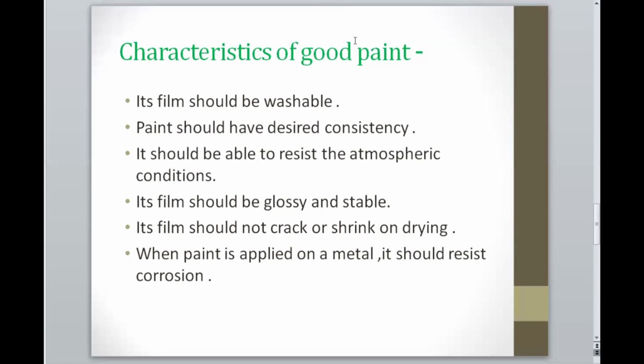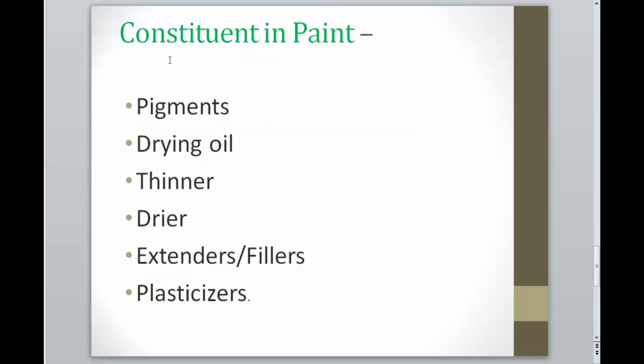So let's discuss the next point, the different constituents present in the paint. These constituents are, first constituent is the pigment. We also discussed this pigment, which gives color to the paint film, and it is the body of the paint. Okay. Second constituent is the drying oil. This drying oil is also called the vehicle, and this vehicle is the film forming constituent of the paint. Okay.